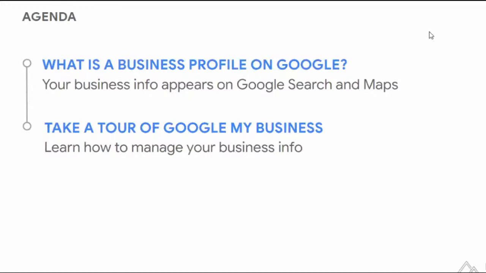Today's workshop will be divided into two parts. First, we'll discuss what is a business profile on Google. Second, we'll take a tour of Google My Business and show you all the features available to help you connect with local customers across Google Search and Maps. Next week, in part 2, we're going to walk through how to claim your free profile and get you started on your own Google Business account.